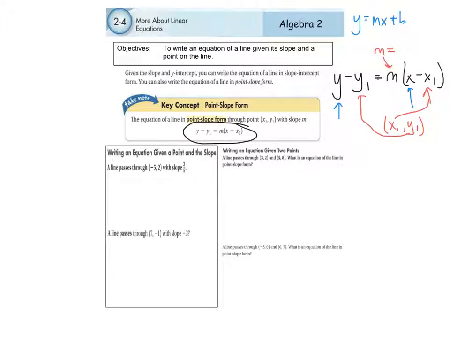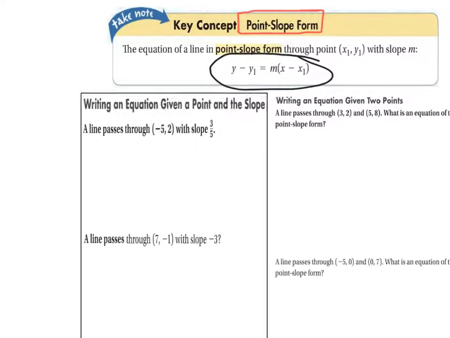Now, how do I know when to use point-slope form? It's actually fairly simple. The reason they call it point-slope form is because you're given a point and you're given a slope. That's why you're using point-slope form in that case. So let's take a look at some examples.